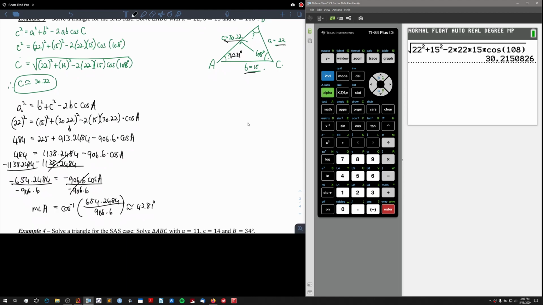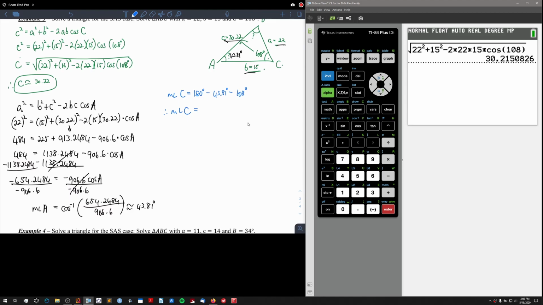All right, and now you've done two fairly long calculations. The third one, fortunately, is always easy. You're finding the missing angle, and that's much simpler because you're just saying the measure of angle C is 180 minus the measure of angle A, which is 43.81 degrees, minus the given angle, which is 108.